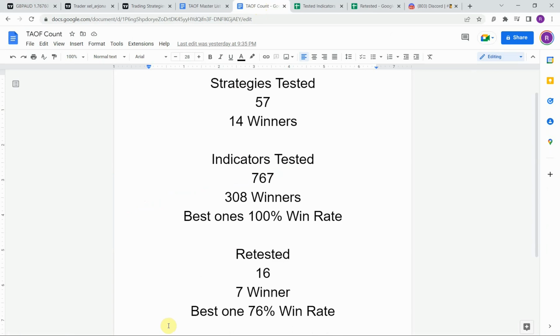The best ones so far were able to achieve a 100% win rate. Now you need to go back and watch those videos to understand the context of how they were able to achieve that. So go back and watch those videos and see what you can get out of those winning indicators. We've also retested in the advanced testing 16 of the winning indicators. 7 of them have been able to maintain the winning status. The best one, a 76% win rate. Now keep in mind that we test most of the strategies and indicators on the Forex and crypto market, but they can be applied to just about any market and time frame universally.